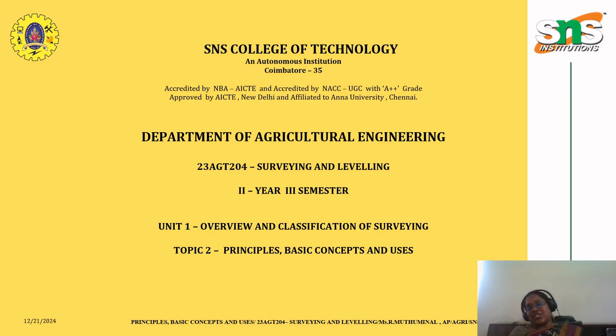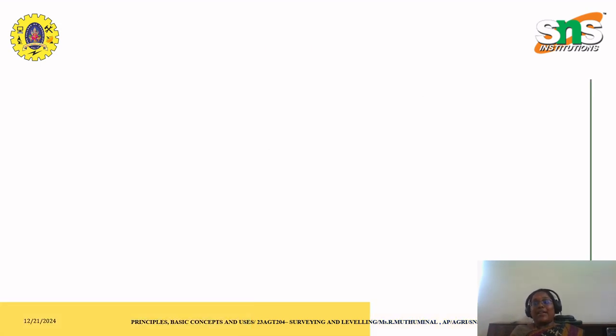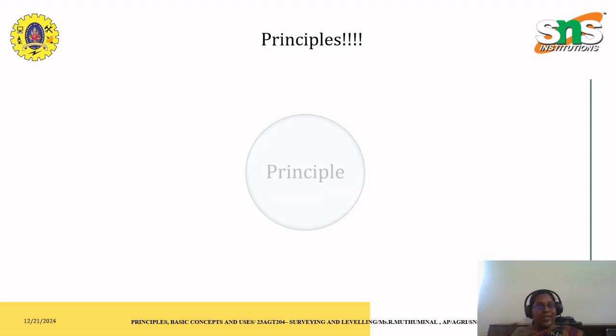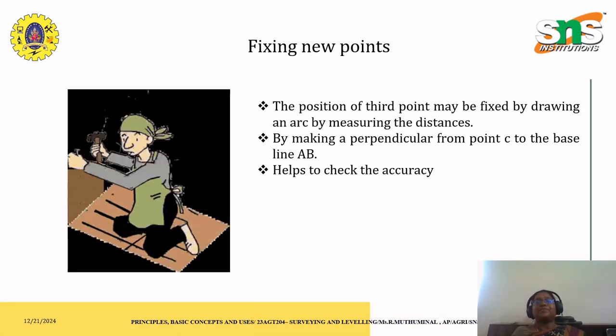semester. Before going into the session, let us have a small recap of what we have seen in the previous class. We have seen the basic concept involved in surveying, that is whether surveying is a science or a profession, what is the difference between surveying and geodesy, and what is surveying. Surveying is nothing but the art of determining the relative position, and also what the objectives of surveying are. Along with this, we have seen the principles involved in surveying. There are two main principles involved in surveying. The first one is whole to part and the second one is fixing two new points.